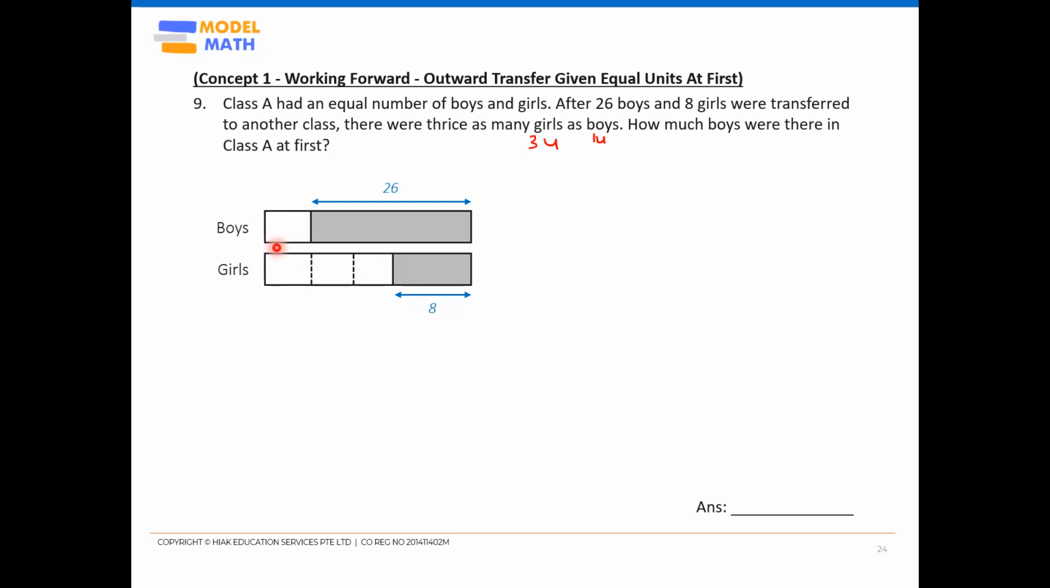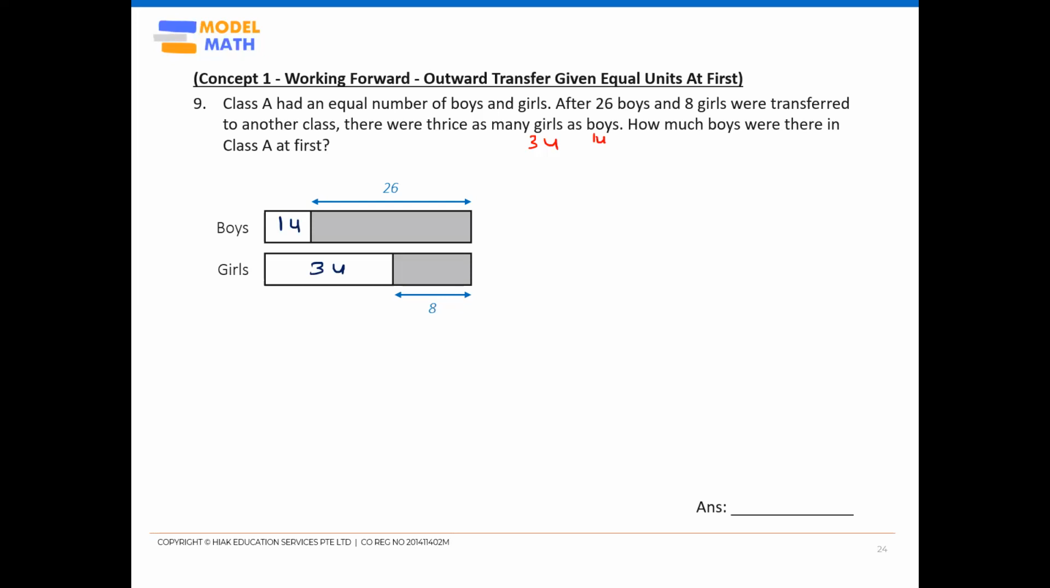I understand that when you draw this, you might encounter a situation whereby you can't nicely cut this into 3 equal portions because you wouldn't know how much to shade off for the 8. So my suggestion is, if you realize it's difficult to cut, you don't have to cut, you just need to throw in the correct number of units and label them down. So you can do it like that. Boys is 1U, girls is 3U. This totally works fine also. Moving forward from here, once I'm done with this, you can study through your model.